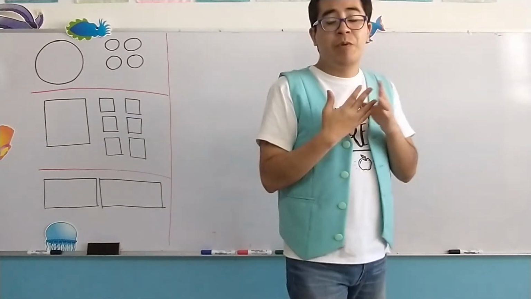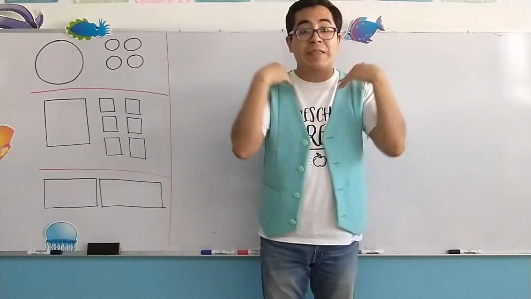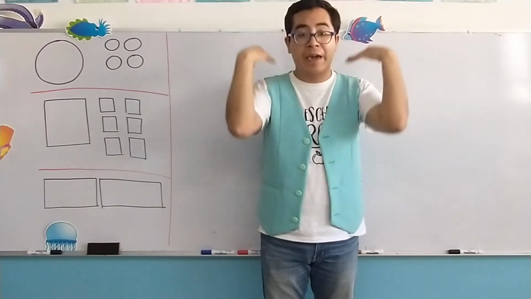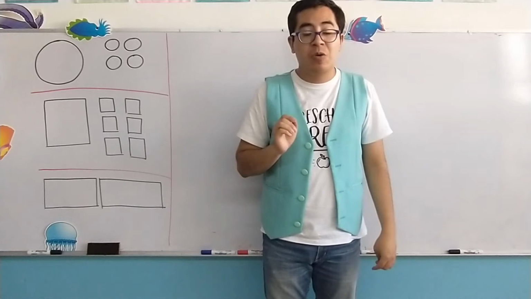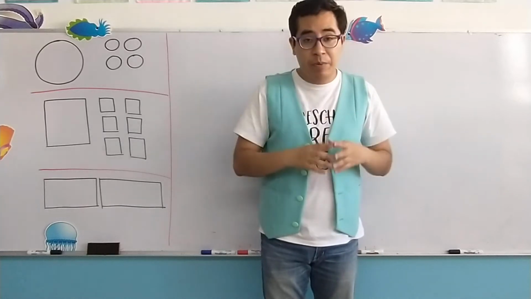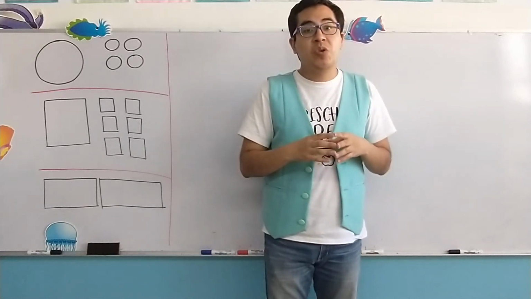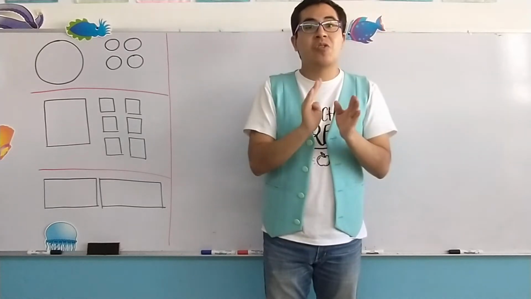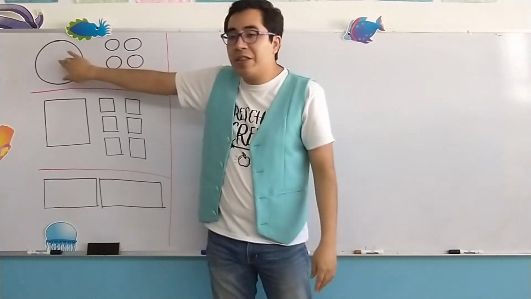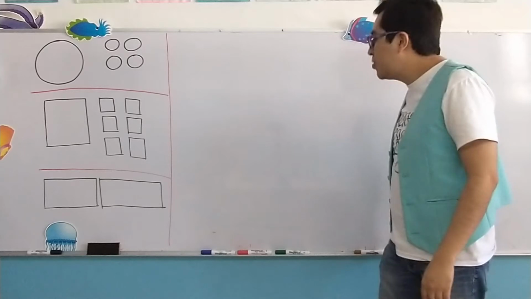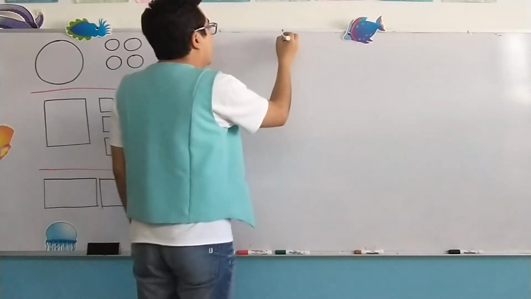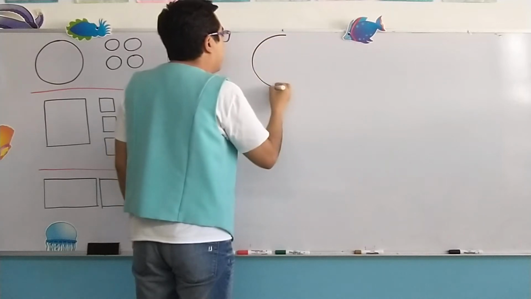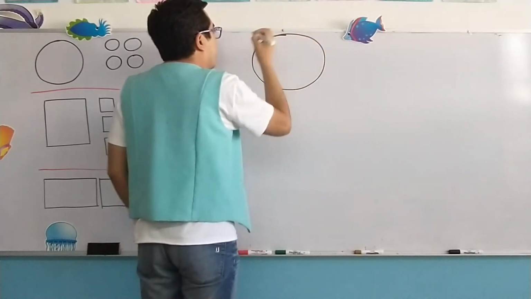So, the first important part is, of course, the head. For the head, we are going to use a big circle. Para la carita vamos a utilizar un círculo grande, a big circle, the one that I have right here. Okay, so let's begin. First of all, the big circle.